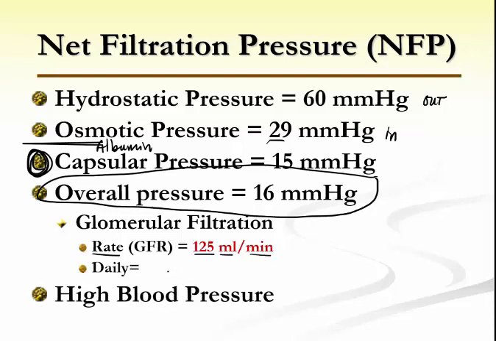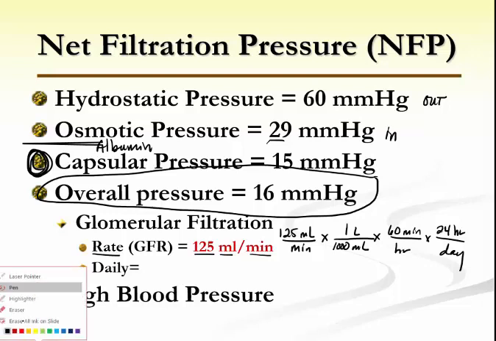Now let's convert that to a daily rate. You won't be asked to calculate this daily rate on your exam, but I want to show you how active these kidneys are in filtration. So to convert that, we're going to take 125 milliliters for every 1 minute, and there are 1,000 mils in 1 liter, and there are 60 minutes for every hour, and there are 24 hours in a day.